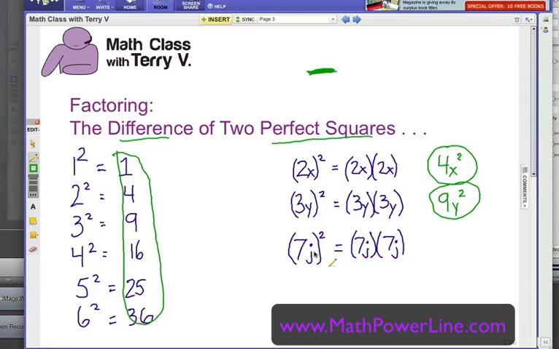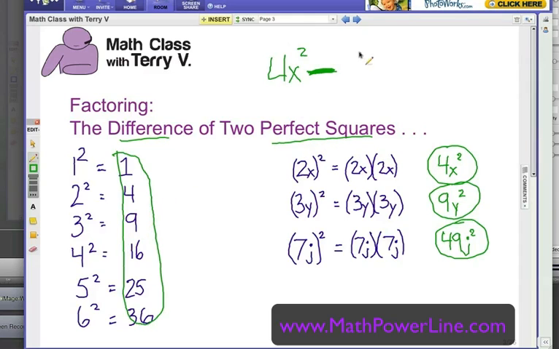What is 7j quantity squared? Well, that would be 49j squared. And, of course, there are lots of other examples. But everything in green here is an example of a perfect square. And if you're going to factor two perfect squares, for example, 4x squared is a perfect square, right? And 9. Let's go ahead and put a 9 right there. All right? So the idea is, how do you factor something that's in that pattern? It's a subtraction between two terms, not three, and each term is a perfect square.